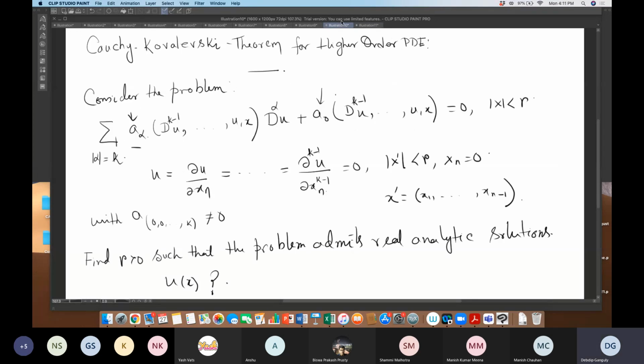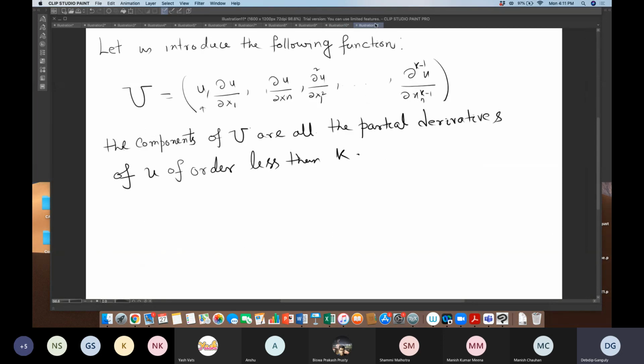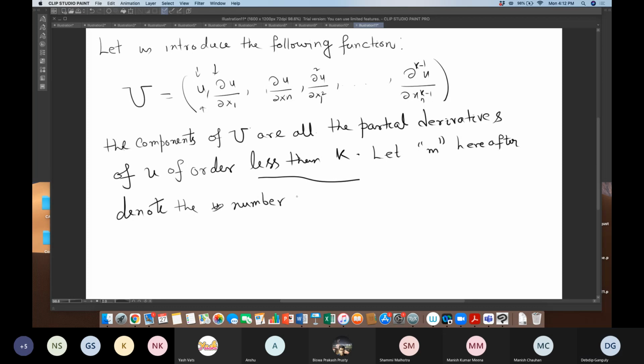You just see mod alpha equal to k. K is the highest order. So I am considering the vector U whose components are the partial derivatives of u of order strictly less than k, up to k minus 1. Is that clear? Let the number of components be m. Let m hereafter denote the number of components of capital U.